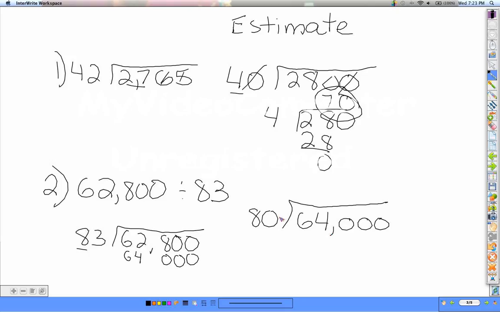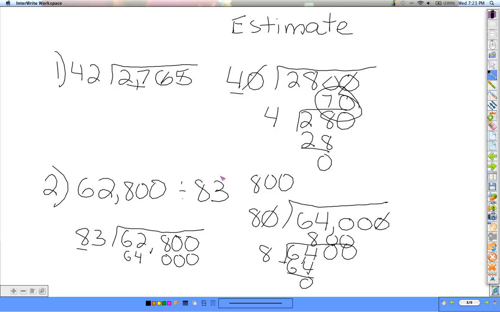That's a good guess. Now we can take this zero off, take this zero off. Now we can rewrite the problem to have 8 into 6,400. 8 goes into 64 8 times. Since there's no remainder, you can just bring these two zeros up and your answer is going to be 800. So that means that 62,800 divided by 83 is about 800. That gives us a good estimate.